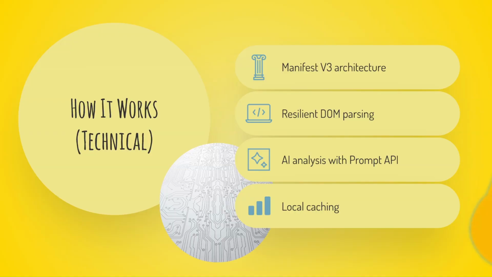Here's how it works. A content script scrapes assignments from Canvas and structures them into JSON. That data is sent to Chrome's prompt API, which classifies urgency and generates summaries. Results are cached locally for speed, and the pop-up UI renders them as chat bubbles with badges and highlights.